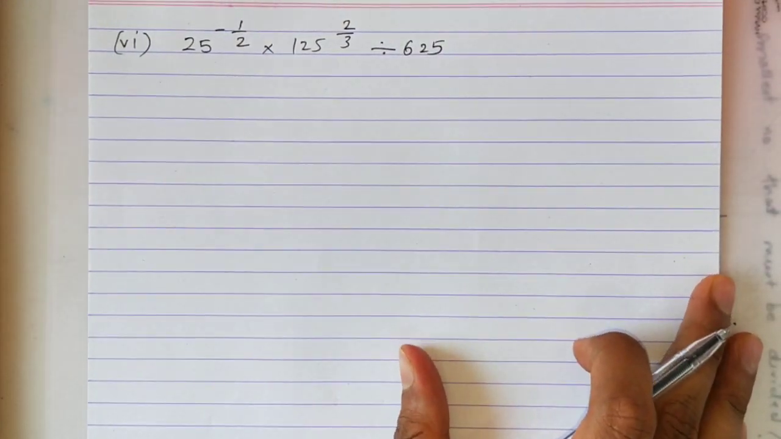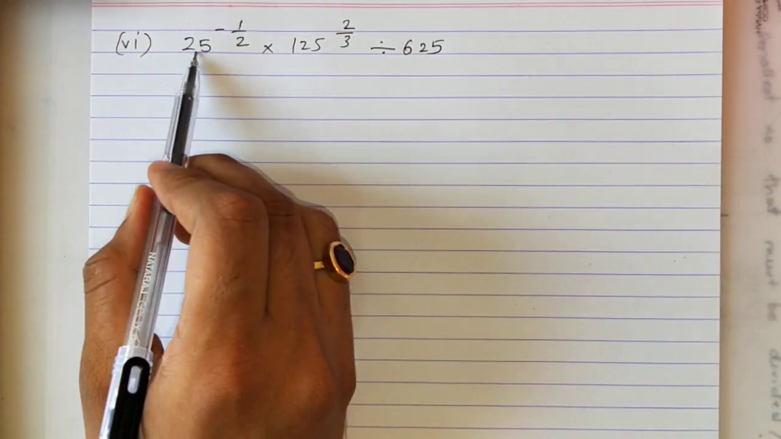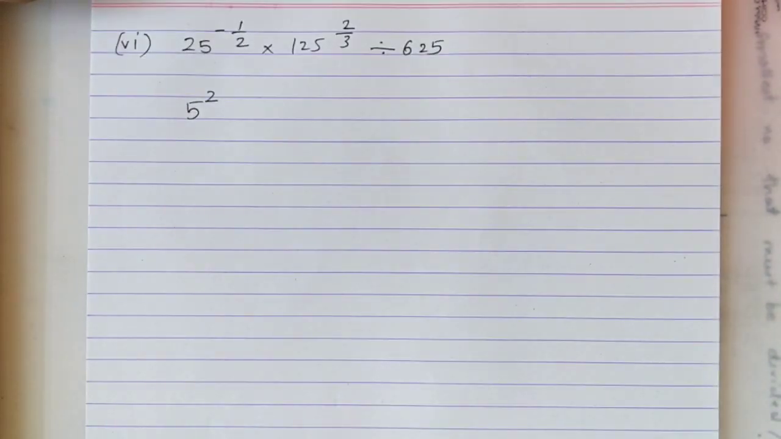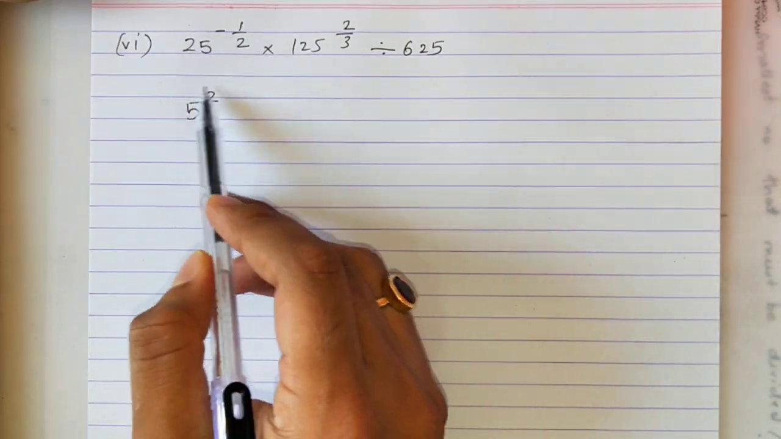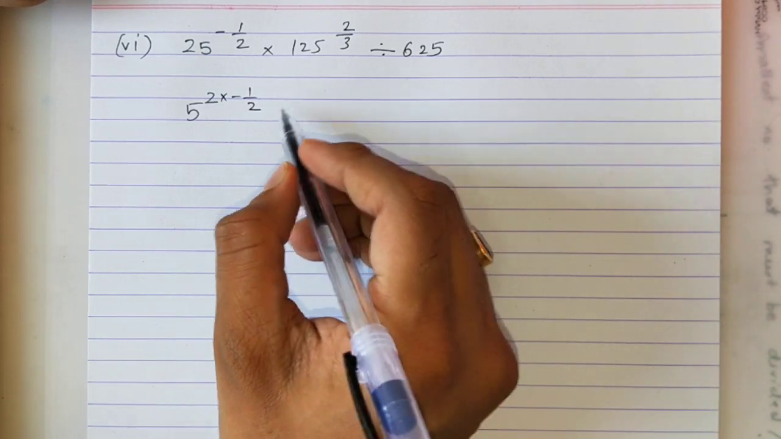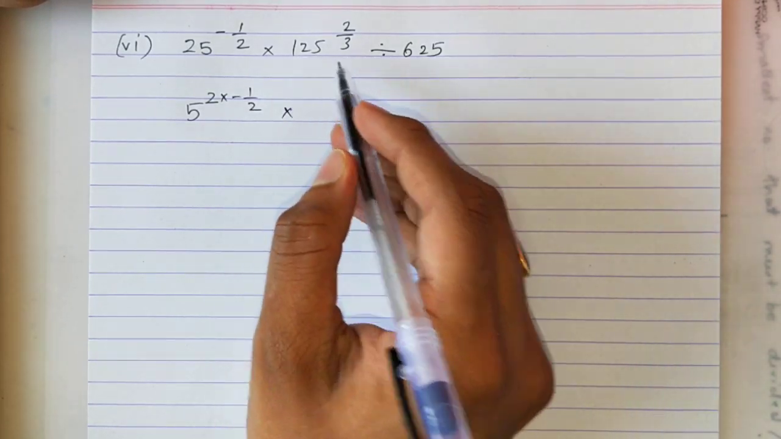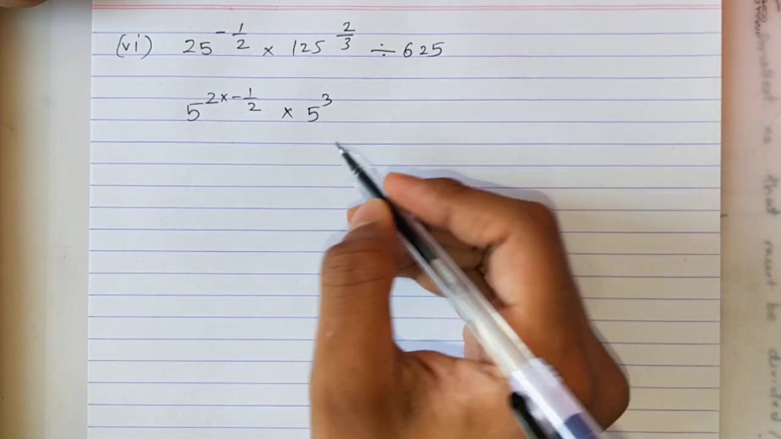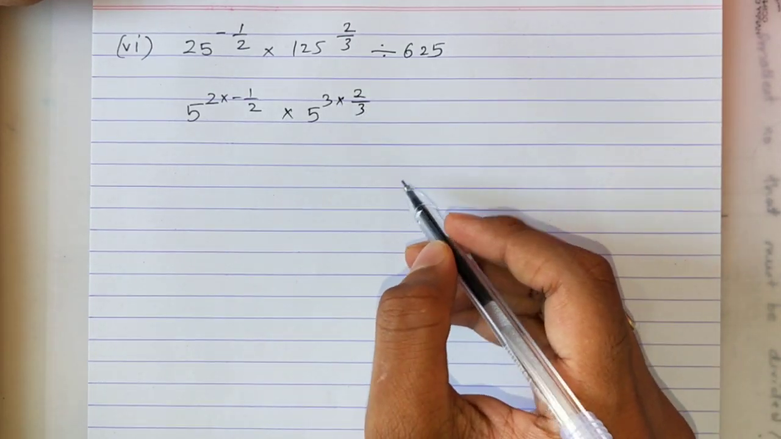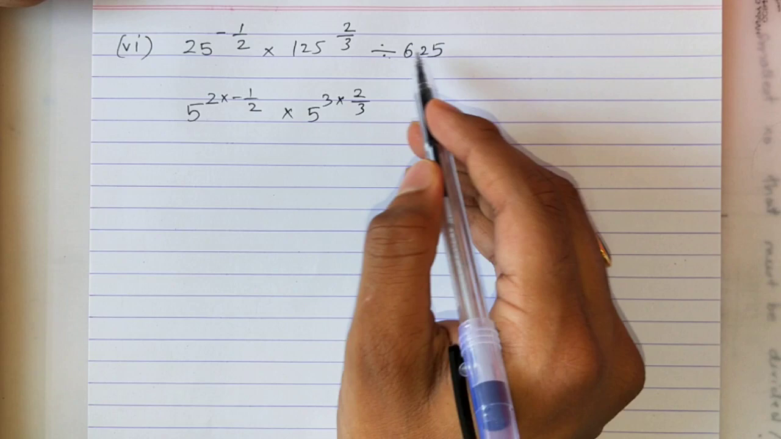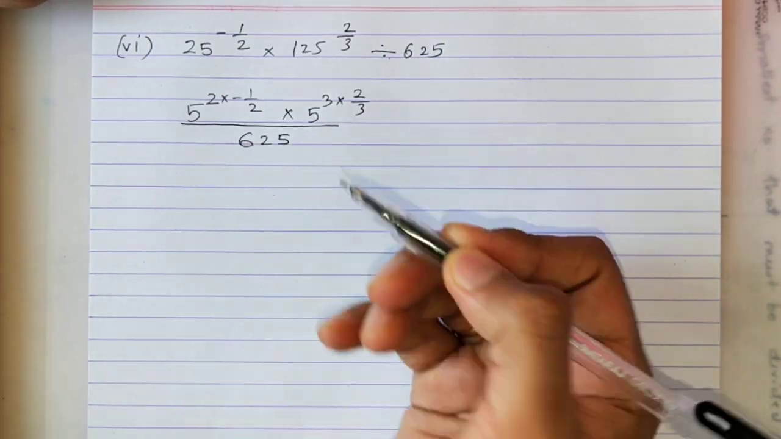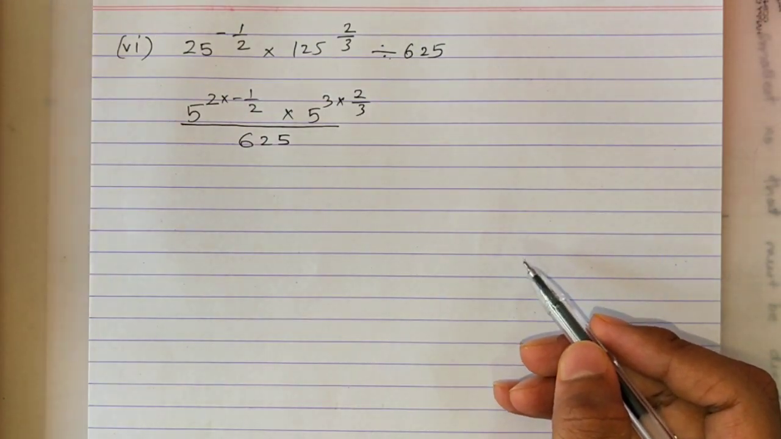Question number 6. Here this 25 can be written as 5 square. 25 can be written as 5 square into minus 1 upon 2 into 125 can be written as 5 cube into 2 upon 3, divided by 625. I'll write this divided by 625 like this for easier understanding.